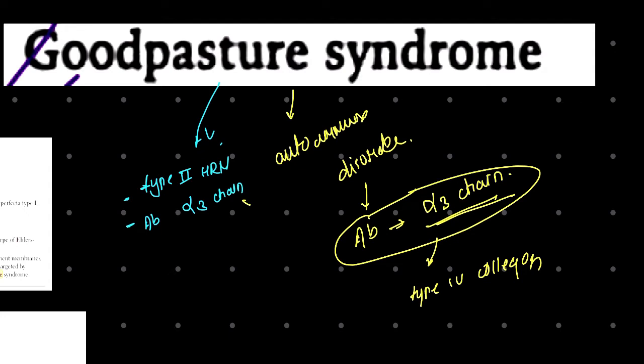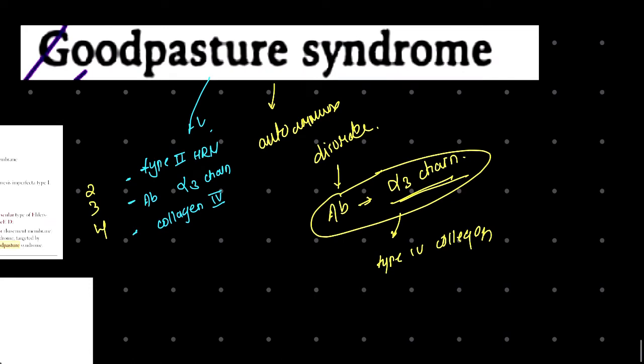This alpha 3 chain is a component of our collagen type 4. As you can see right here, these are 2, these are 3 and these are 4. So it is a mnemonic to memorize 2, 3, 4. Now this type 4 collagen, as we have already said, is present in our basement membrane, the glomerular basement membrane, in kidney and lungs.